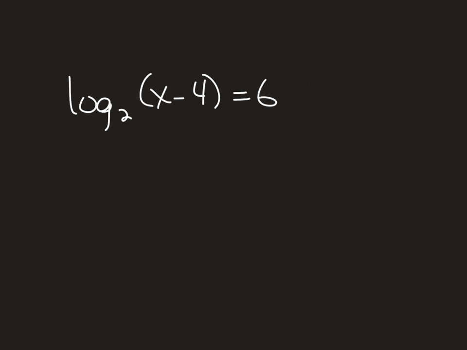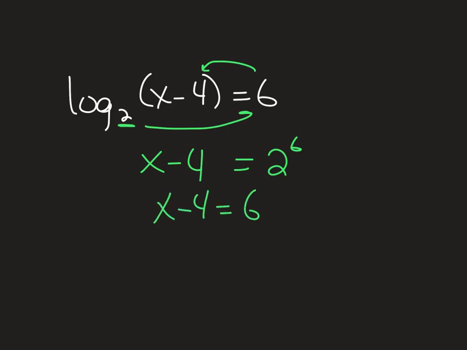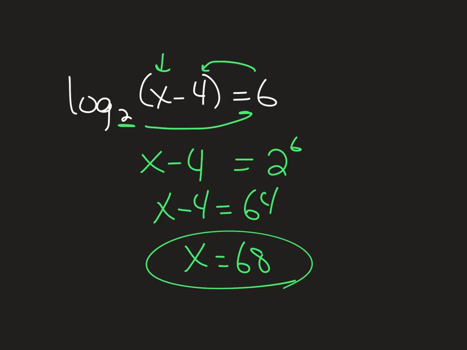Okay, what if there's just one log? There's not one log on each side, so you can't just cancel it out. What you have to do when this happens is actually work out the log. What I mean by that is you do this base to that power equals that. So I'm going to do 2 to the 6th equals x minus 4. And 2 to the 6th power, everybody knows, is 64. Move the 4 over, you get 68. 68 is okay in there because 68 minus 4 is positive. And that's your solution. So one log, that's all you do.